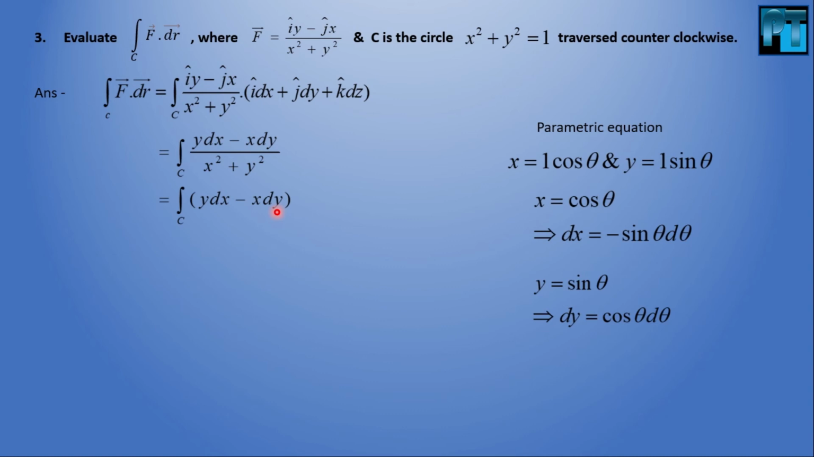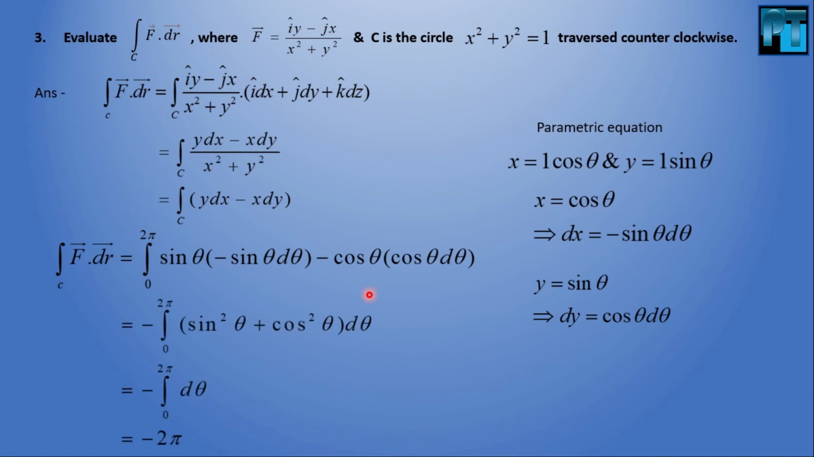Hence, we have our integration from 0 to 2 pi. For y, this is sin theta, dx is minus sin theta d theta, and the rest is like that. We have to just simplify this: sine squared theta plus cosine squared theta equals 1. So it is very easy now, minus 2 pi.